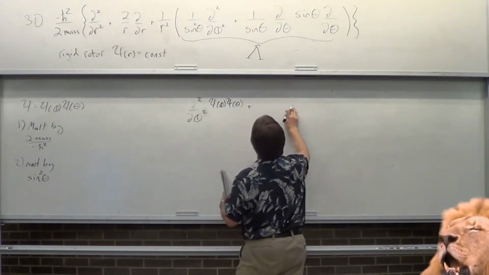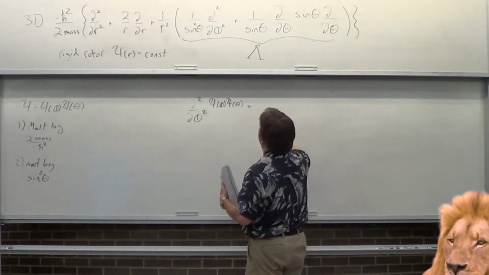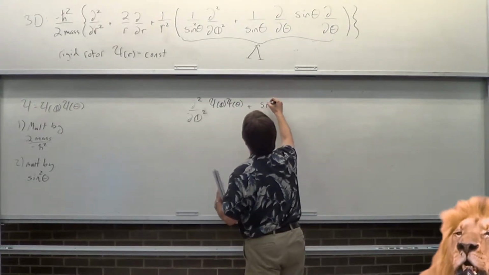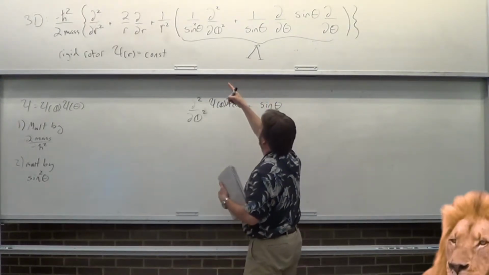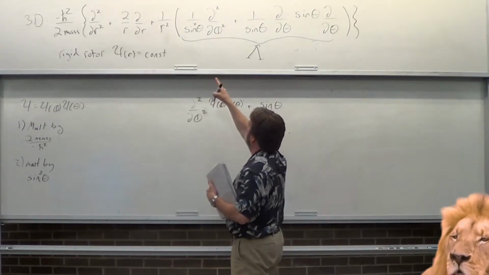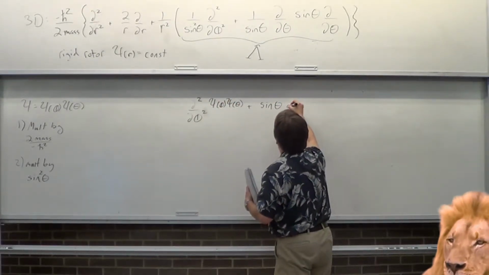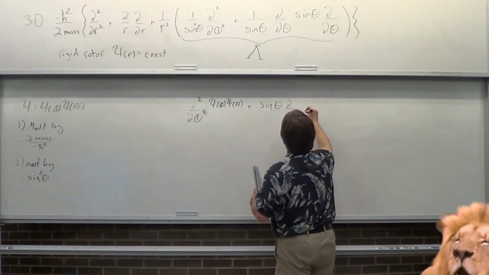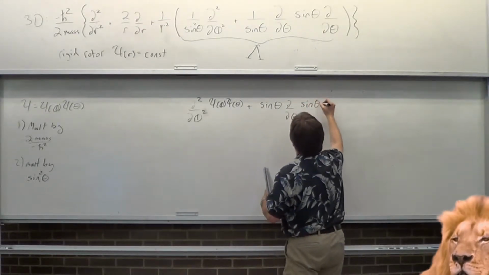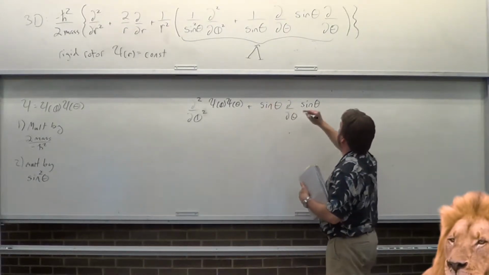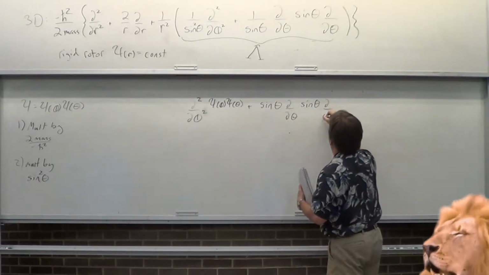Okay, now I've already multiplied by sine squared, so I've got sine theta squared. The reason that sine theta squared is gone is because I multiplied by it. Also the minus h bar over 2m. Okay, so theta, notice that the sine theta squared only operates on the left side.